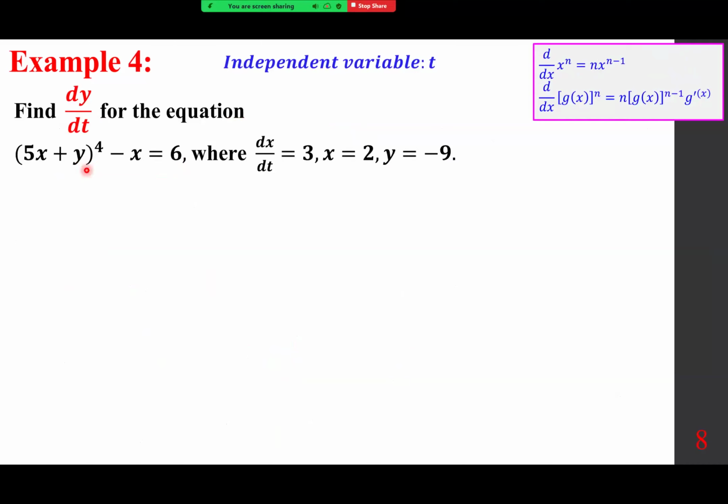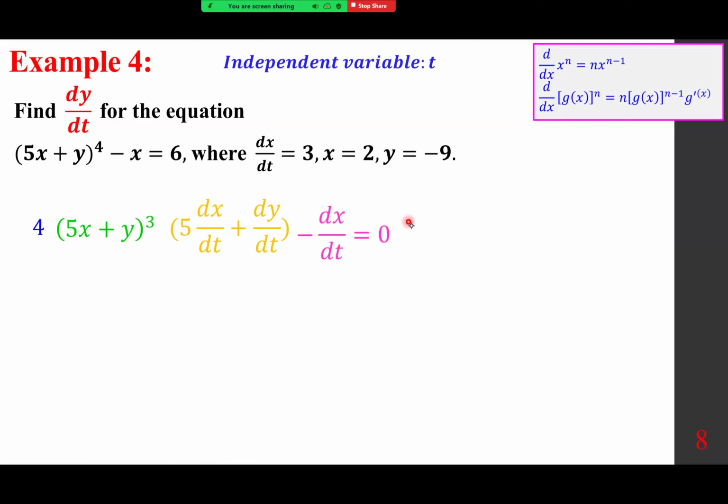Find dy dt for this equation. The moment you see dy dt, that means t is the independent variable. And well, what it means is that the derivative of y is dy dt, the derivative of x is dx dt. We are going to differentiate this using the extended power rule. We start with number 4. Then we write the parentheses, 5x plus y to the power of 4 minus 1 over 3. Then by the chain rule, we need the derivative of the inside, which is 5 dx dt plus dy dt. Minus x minus dx dt, and any number results in 0.